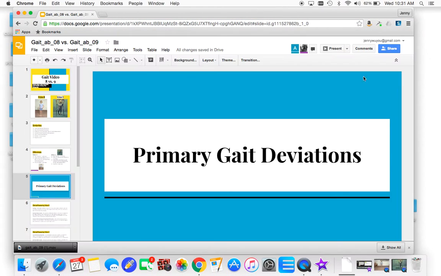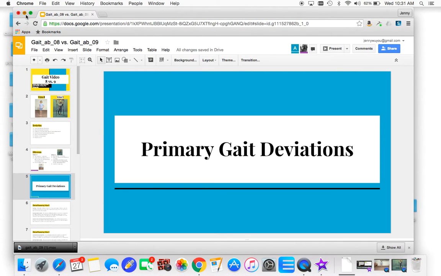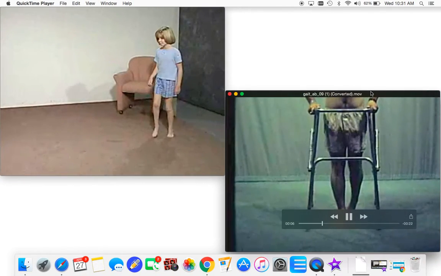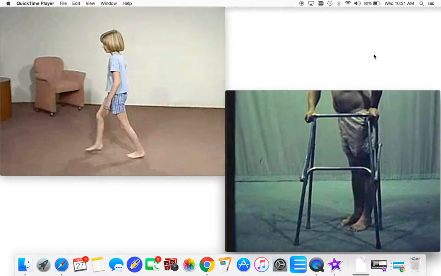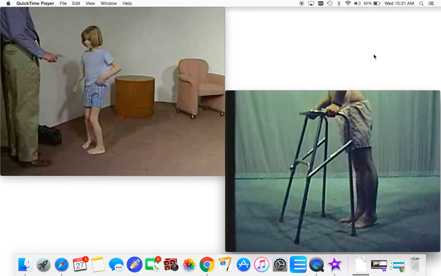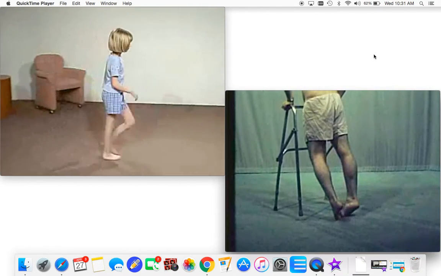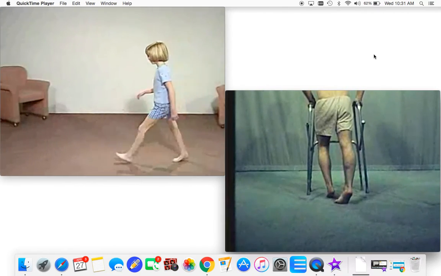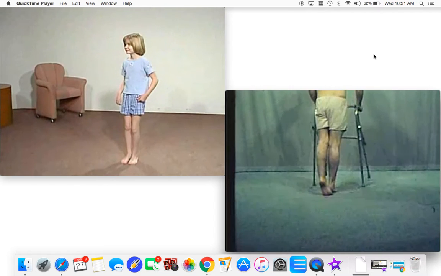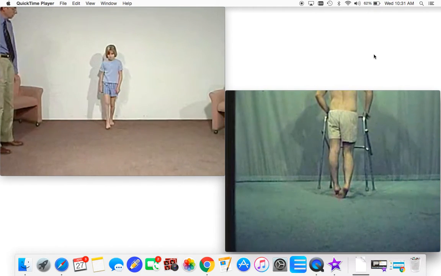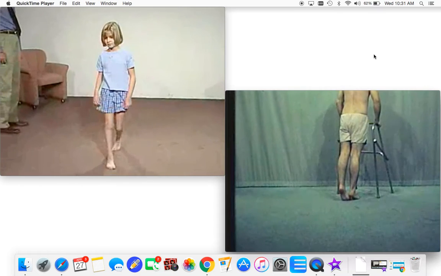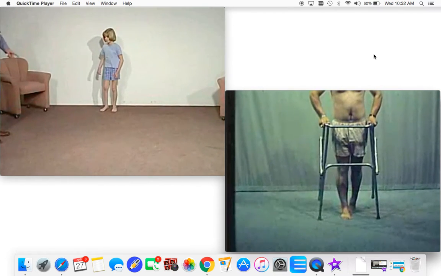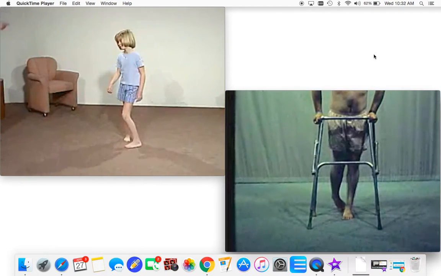Okay, so now we're going to discuss some of the primary gait deviations that we saw in both these subjects while we discuss these. So first we're going to be looking at video 8, which is the little girl in the left-hand corner of the screen. We see vaulting. The weak ankle dorsiflexors cause a foot drop, which makes it difficult to clear the swing leg during limb advancement. She compensates by rising on her toes on the stance leg in order to clear the swing leg. And then now we're comparing that to video 9, which is the man with the walker.